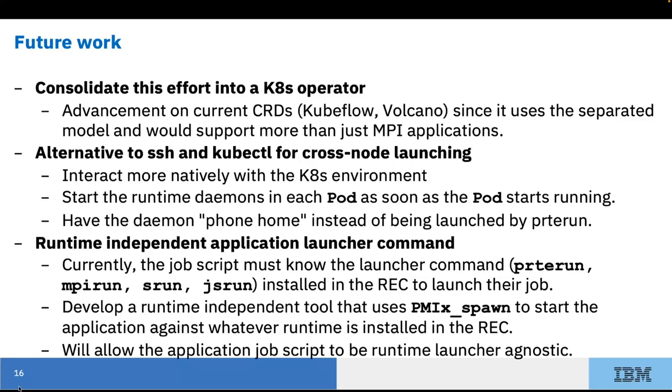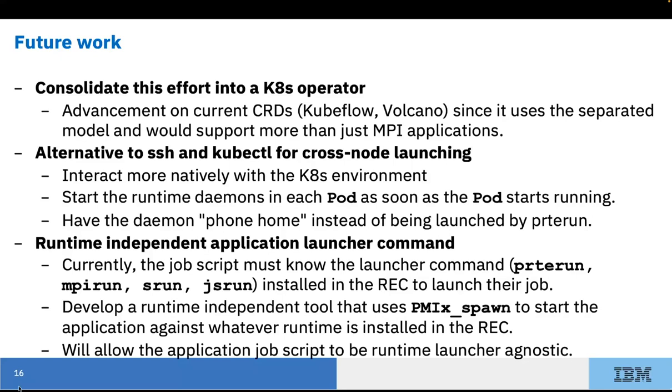Now that the cross-node launching service is isolated in the runtime container, it's easier to explore alternatives to SSH and kubectl exec for cross-node launching. I've listed some rough ideas here. There are plenty more that have been suggested, but I like the idea of isolating that into the runtime piece to give you an opportunity to really experiment without having to rebuild the application piece every time or adjust that in any way. Lastly, worth mentioning is that the development of a technique for application job scripts to become independent of the launcher being used would be really handy.